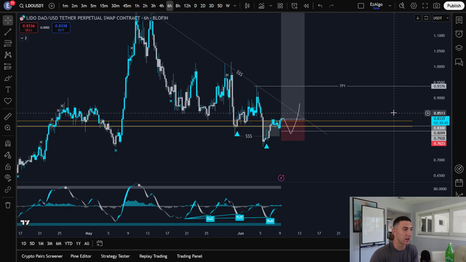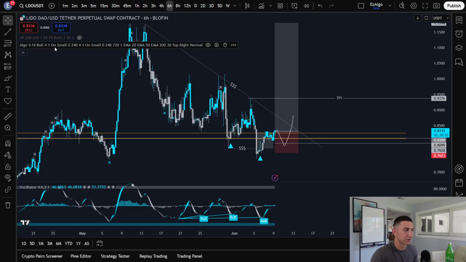This strategy in particular that I'm showing you has anywhere from a 70 to 80% win rate, and it uses two main indicators, okay? EzAlgo V16 and the Easy Oscillator. Now, these are my own custom coded trading algorithms.